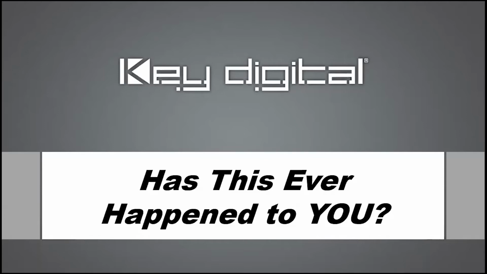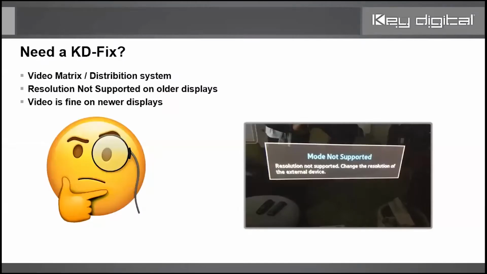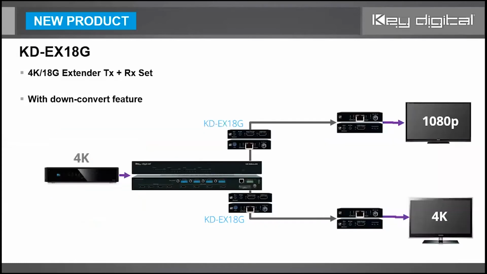But actually, there's a new problem that's come up as of late. You've got a video matrix or distribution system, and the video is fine on your newer displays, but on your older displays, you see a message like this: mode not supported, resolution not supported. Change the resolution of your video source. Has that ever happened to you before? You have 4K monitors and 1080p because you're installing a new system, but that customer of yours just refuses to get rid of that legacy television?